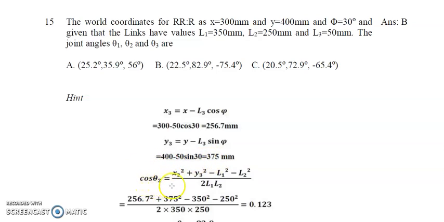So cos theta 2 is equal to x3 square plus y3 square minus L1 square minus L2 square by 2 L1 L2. In the two joint process, it is x2 square plus y2 square. Instead of that, here it is x3 square plus y3 square minus L1 square minus L2 square by 2 L1 L2.